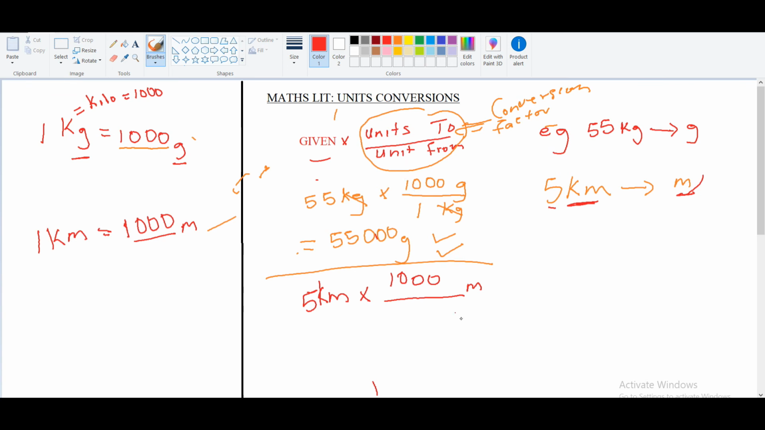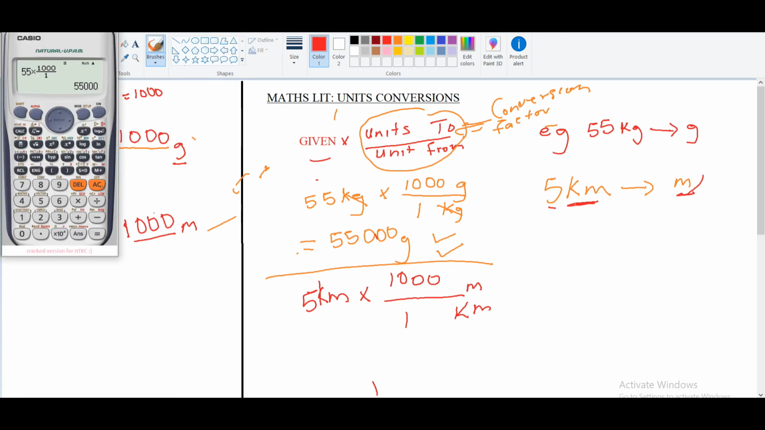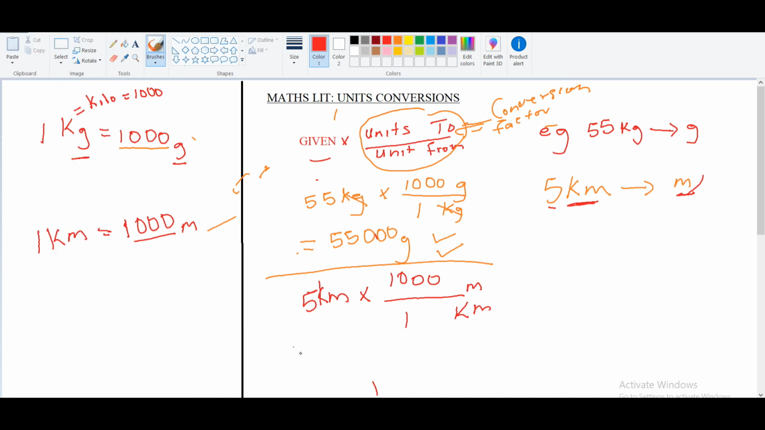Unit from, what is the unit from? Kilometer. They are from kilometer. What is the number before kilometer? There is 1. Then you go and press your calculator, right? That is 5 times 1000. The calculator is very slow, but you can see if you do the calculation that this thing is equal to 5,000 meters, and then you have successfully converted.